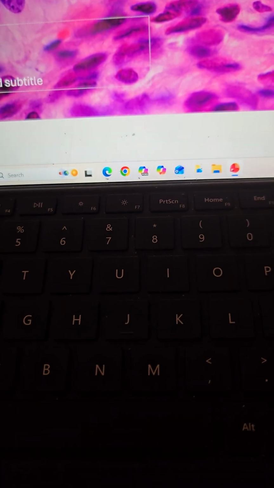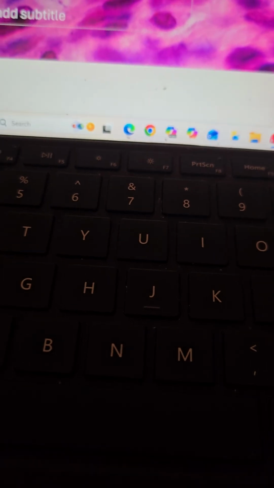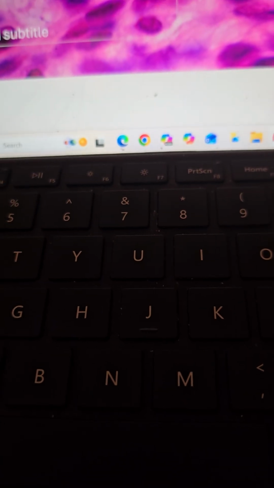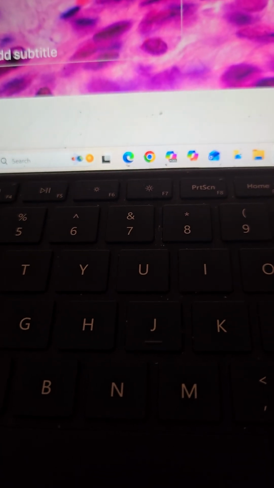My name is Carrie McCowan, and this is for Anatomy and Physiology 1. Today I'm going to be showing you 3 different types of epithelial and 3 different types of connective tissue.